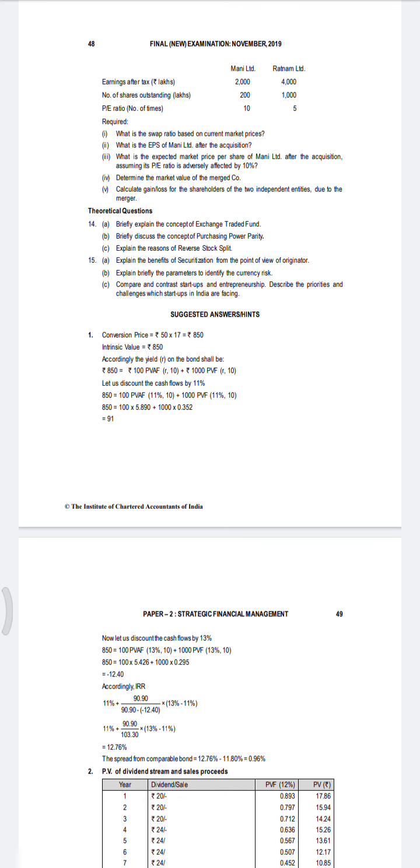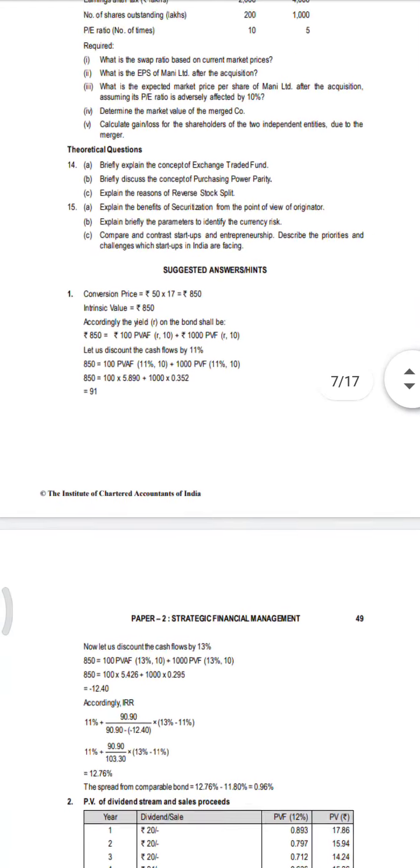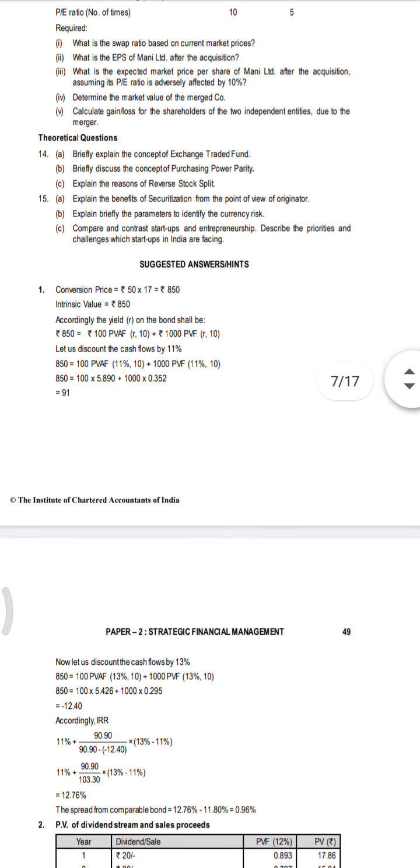Second is purchasing power parity. Third is reverse stock split. And then benefits of securitization from the point of view of originator. Explain briefly the parameters to identify the currency risk. And last is compare and contrast startups and entrepreneurship. Describe the priorities and challenges which startups in India are facing.